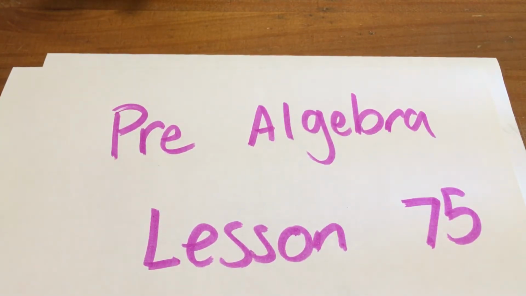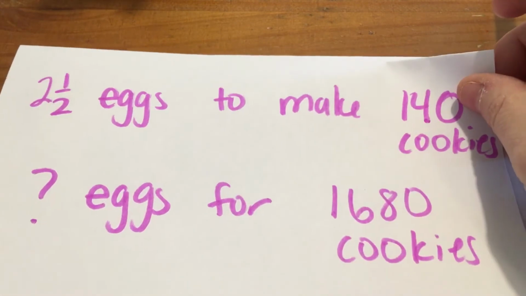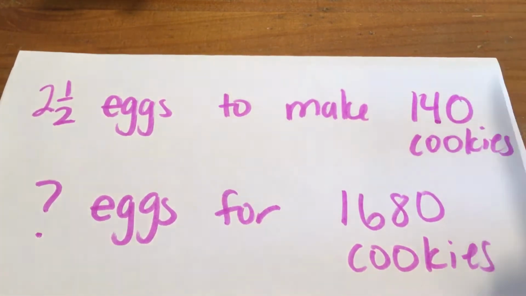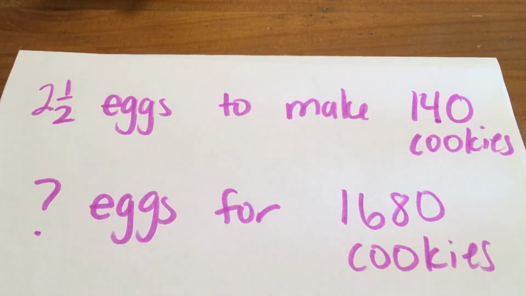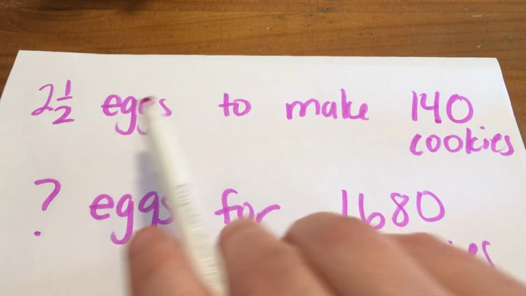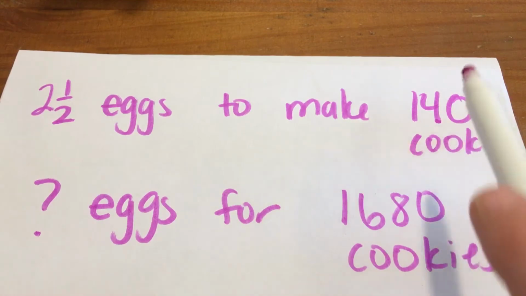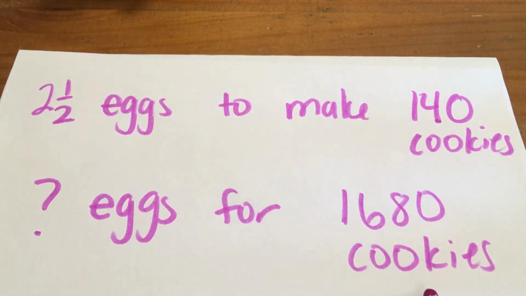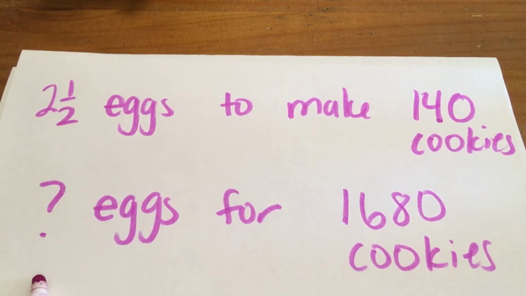So here's a word problem, and I kind of have it broken down for you so you can see it while I read it. It takes 2.5 eggs to make 140 cookies. Jenny wants to make 1,680 cookies. How many eggs does she need? Well, you have to break down your information. It takes 2.5 eggs to make 140 cookies. She wants to make 1,680 cookies. How many eggs does she need?